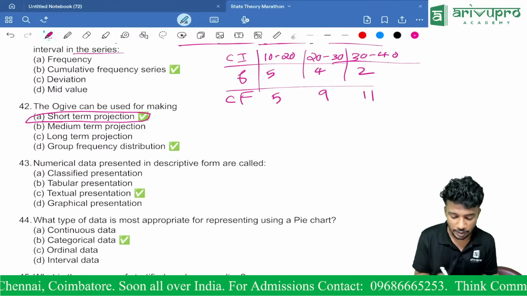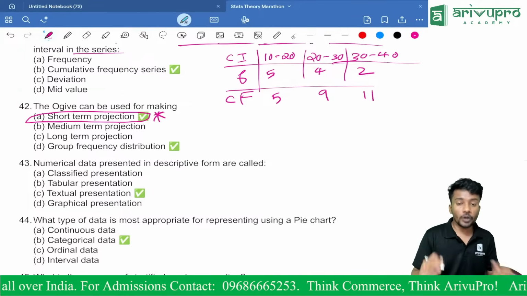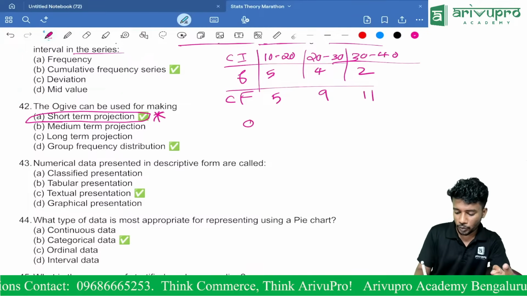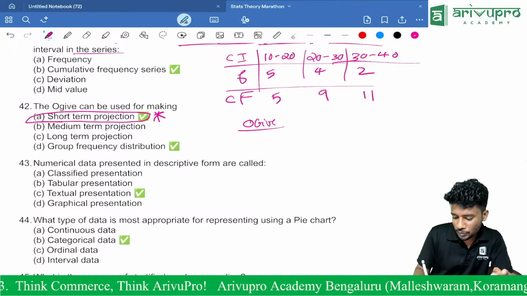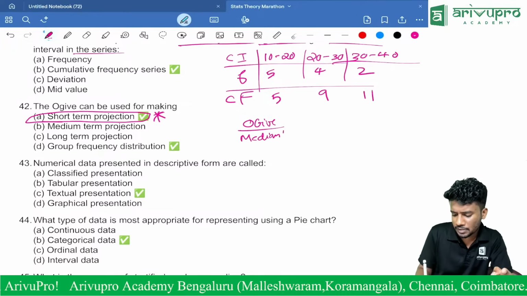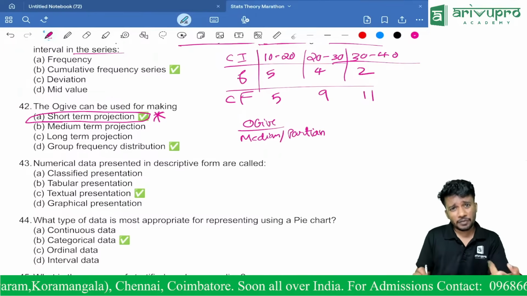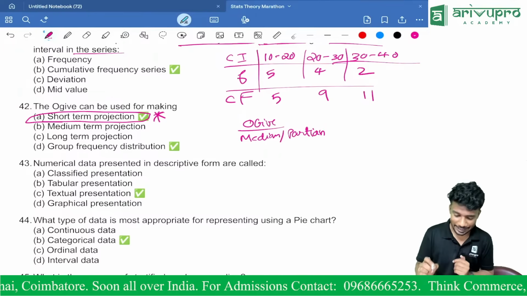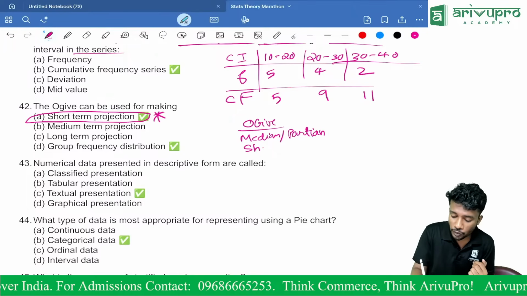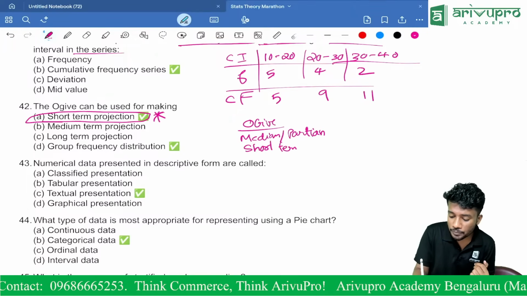Then ogive can be used for making what? Short-term projection. Remember this, very important. So what all things do we know about ogive? Ogive is used to find median as well as partitions. Less than ogive and more than ogive meet at their median. Then it is used for what? Short-term projection.